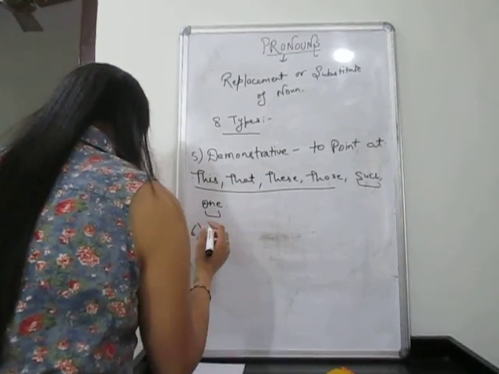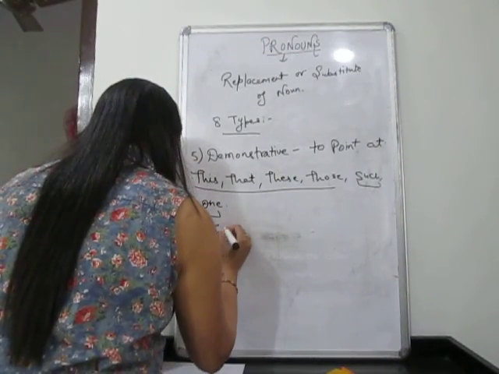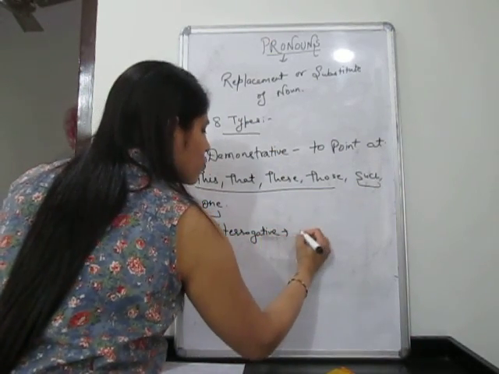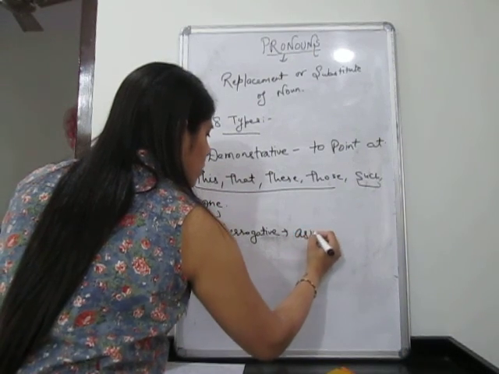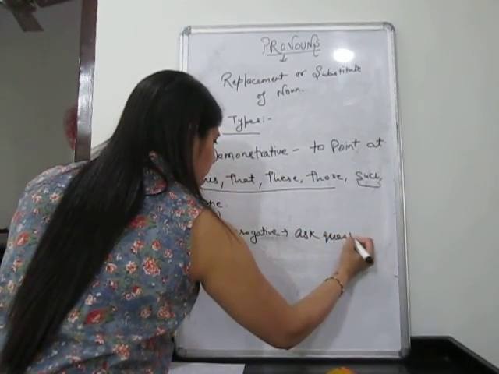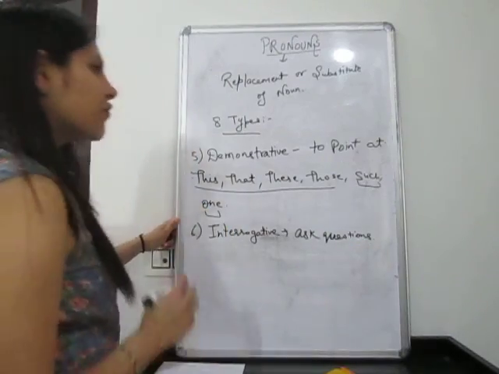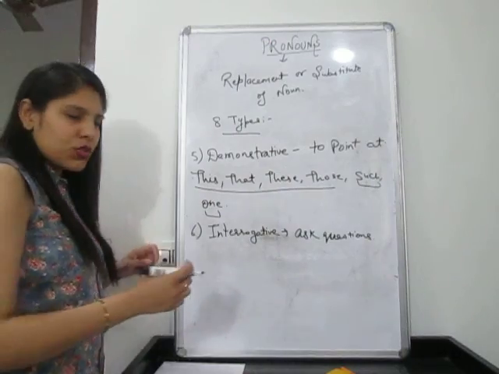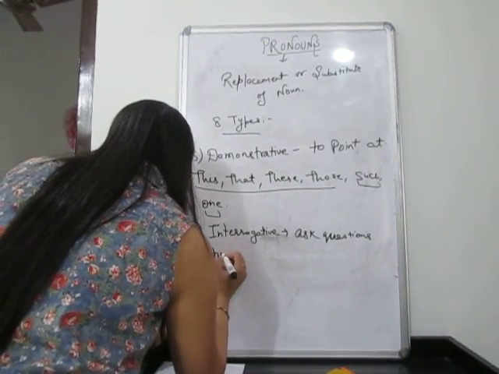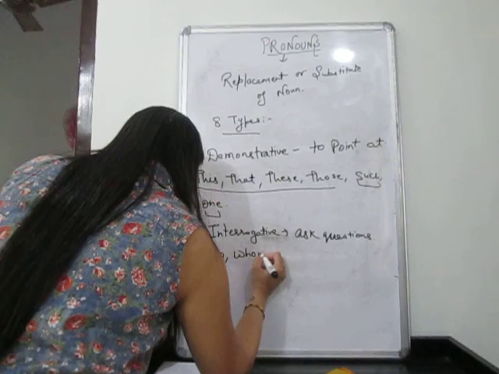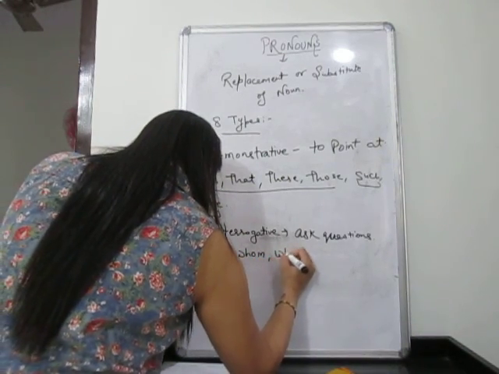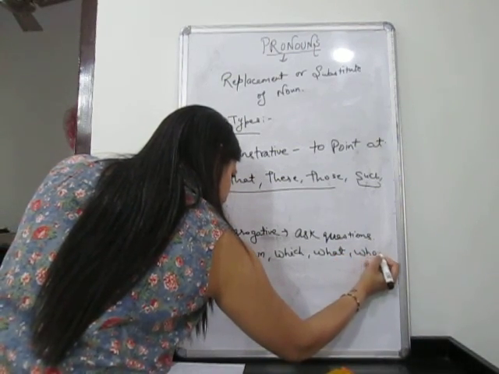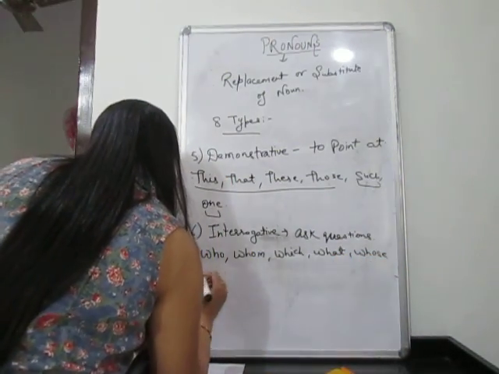Now let's move further. 6th type is interrogative. It is used to make asking questions easy, right? To ask questions. I've told you the difference between the interrogative WH words which we use in adverbs and which we use in pronouns. So which we use in pronoun are who, whom, which, what and whose. Right?